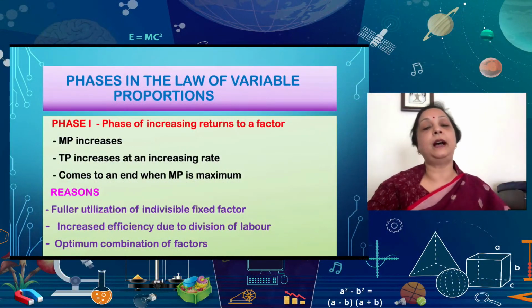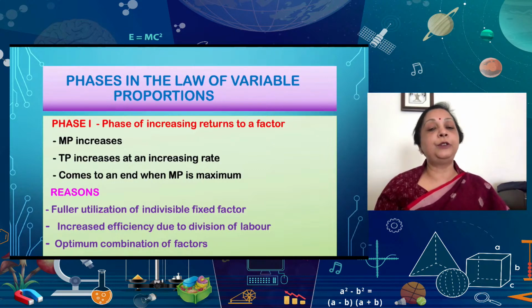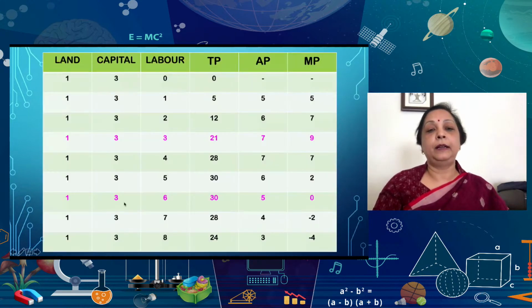The reason is fuller utilization of indivisible fixed factors. The machine that is used, for example, is a fixed factor which is not divisible. In the numerical example that I gave you, we have 3 machines which require 3 laborers. So when 0 are employed, none of the machines are being used. But when 1 laborer is employed, at least 1 machine has started working.